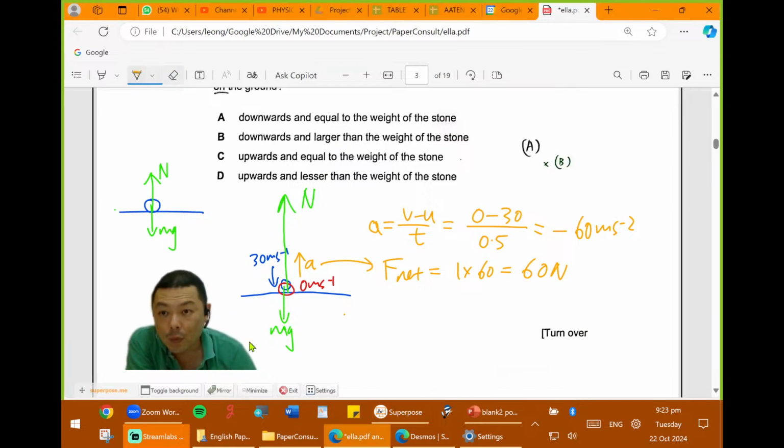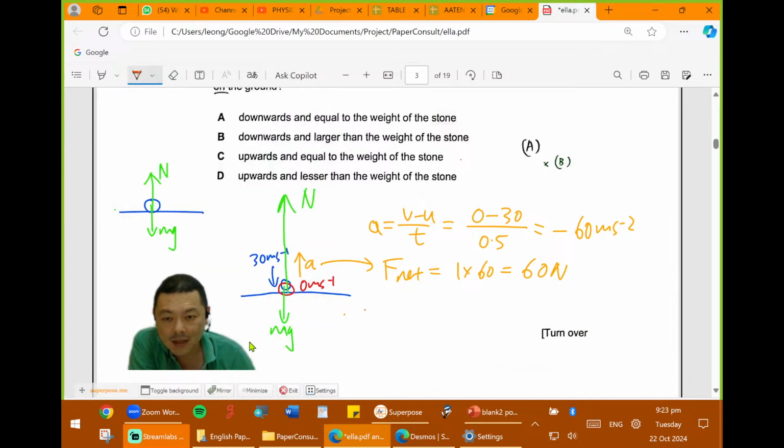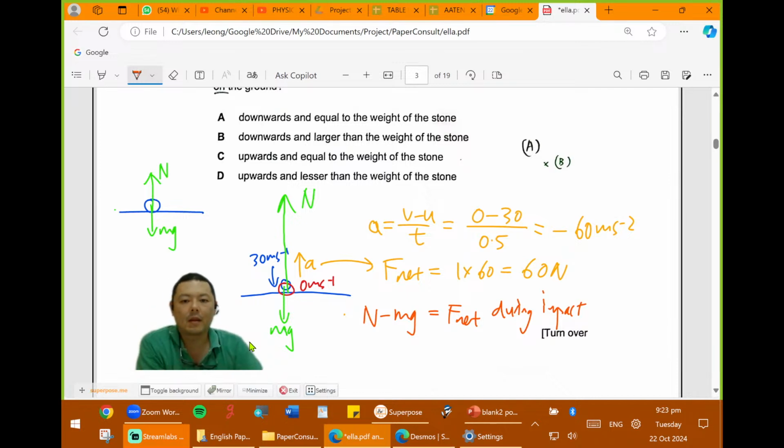Okay. Then we have to write. I already told you, this is a very convoluted question, right? I don't even know whether the teachers talked about it or anything like that. Okay. Then we say that N minus mg is the F net during impact. Do you see that? N minus mg equals F net during impact. Yeah?